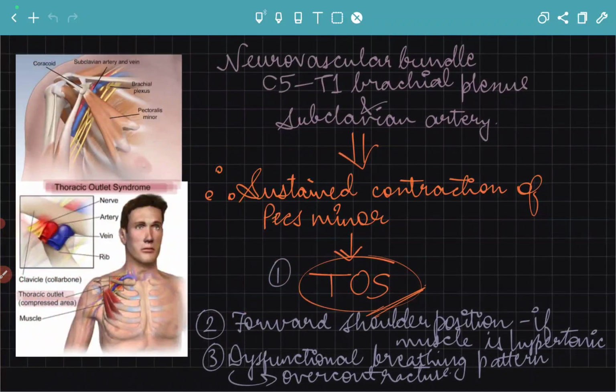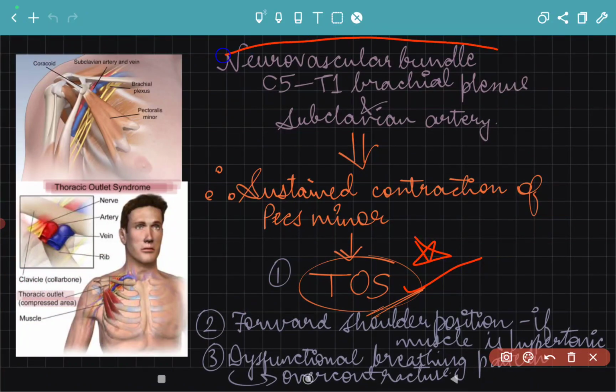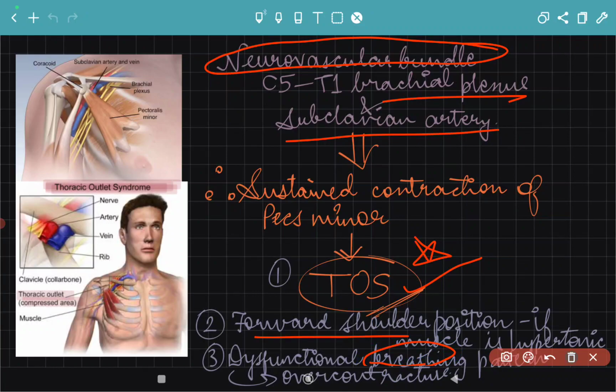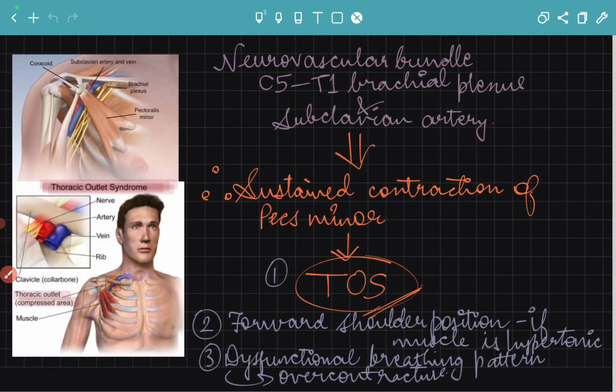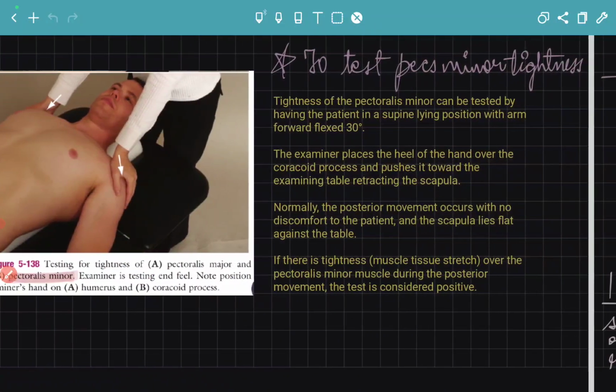And if there is tightness, we know the pathology part. It can cause thoracic outlet syndrome, important one to remember, as the neurovascular bundle, the brachial plexus and the subclavian artery is passing beneath this pectoralis minor muscle. Other than that, forward shoulder position and dysfunctional breathing pattern may also occur. So that was about pectoralis minor muscle.